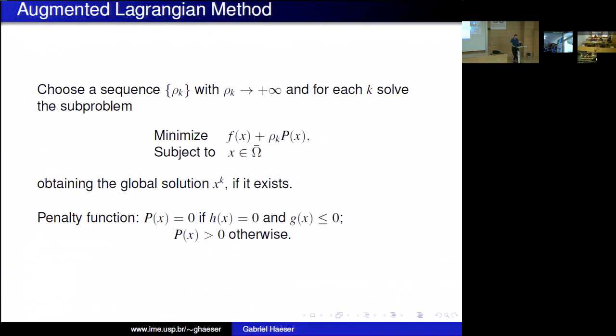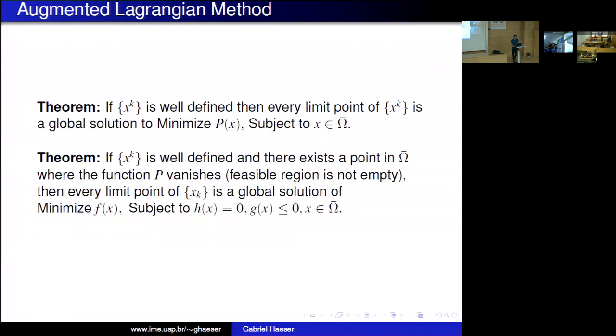The idea of the augmented Lagrangian method is to improve on the external penalty method. Just to remind you what we have shown about the external penalty method, we had this sequence of parameters rho_k that goes to infinity, and for each k you have to solve this easy constraint subproblem. You choose some constraints that you think you are able to deal with, and the other ones you penalize in the objective function. And we showed these two results.